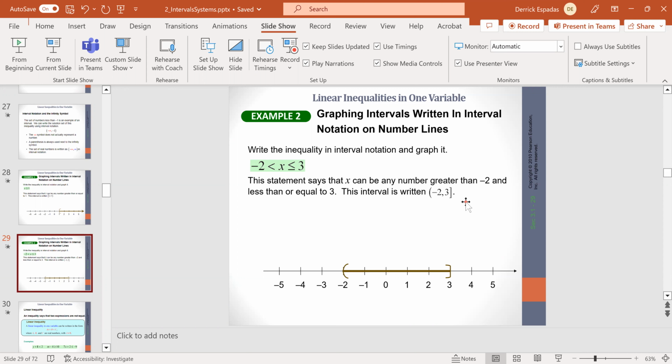So in interval notation, we would write that as parentheses, because it doesn't include -2, -2, comma, 3, because x is less than 3, so that's the other bookend.